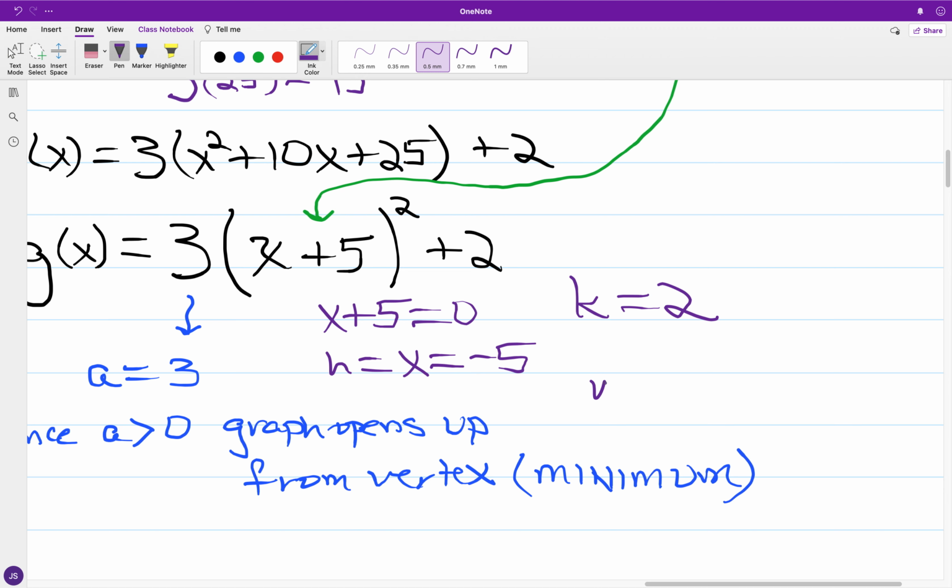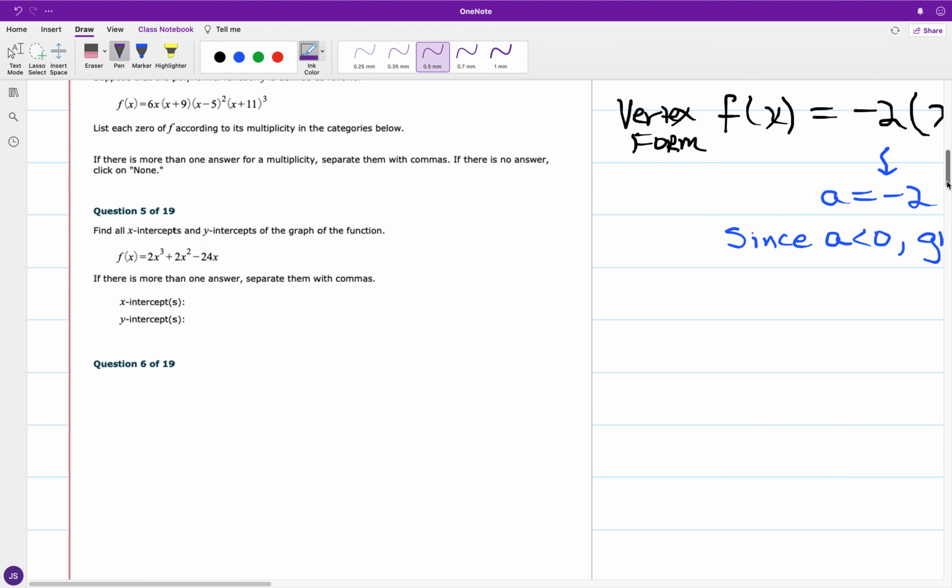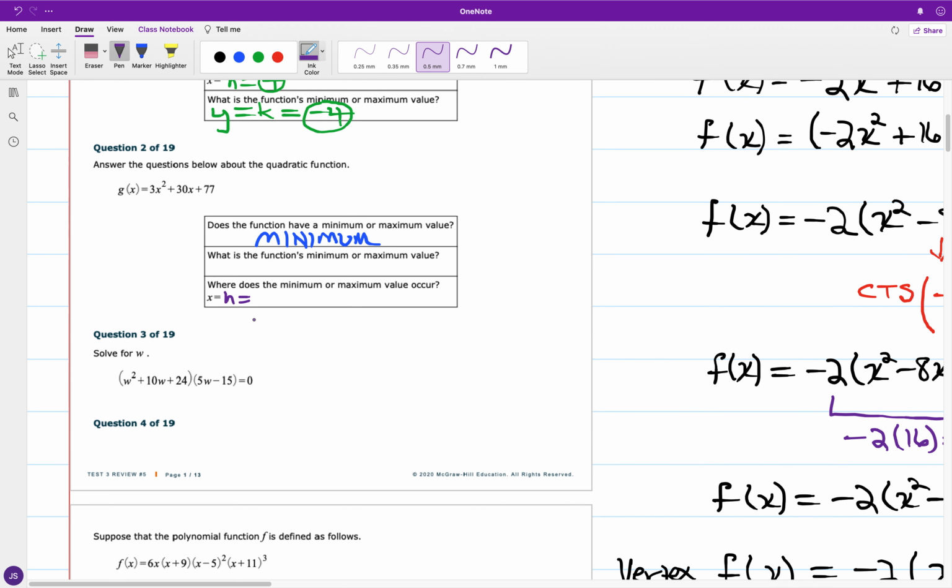So in this particular case, you have the vertex h, k is equal to -5, 2. So the minimum is going to occur at x is equal to h is equal to -5. And that 2 is going to be the minimum value. And that is going to be the middle part here. So you have x equal to h is equal to -5. That's your x value. And for the minimum value, that's going to be your y is equal to k, and that is equal to 2.